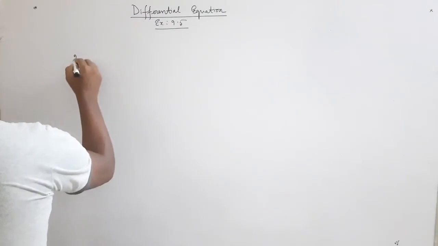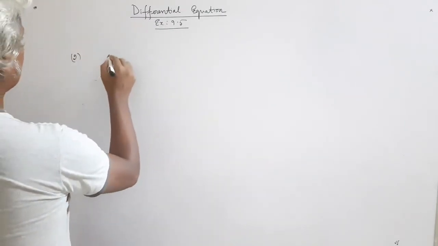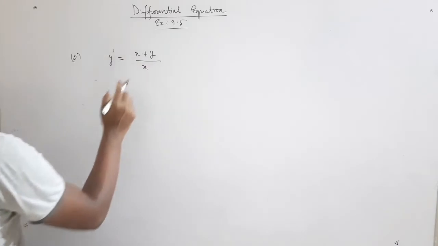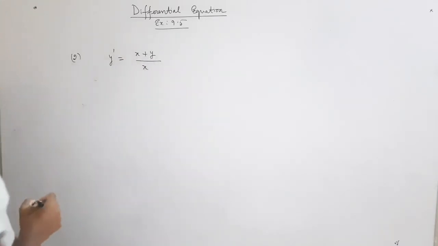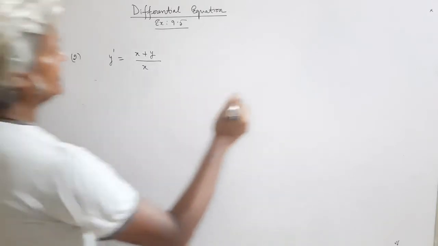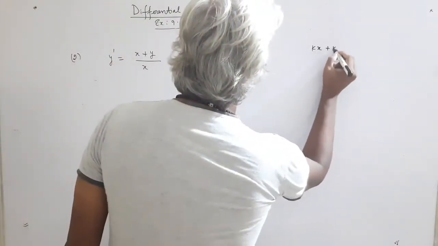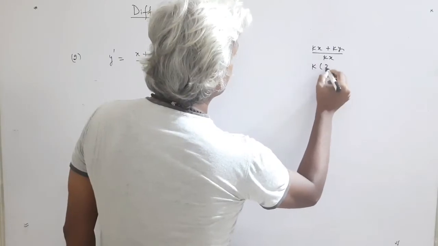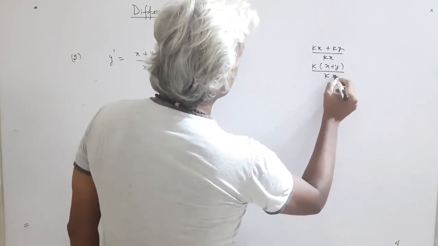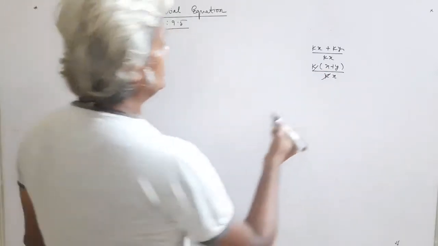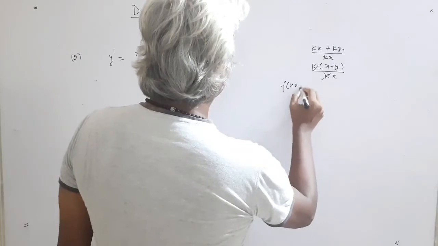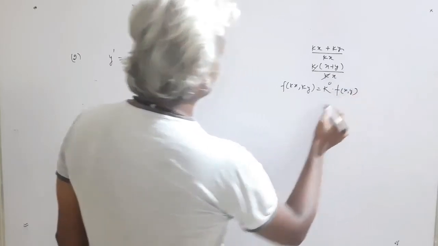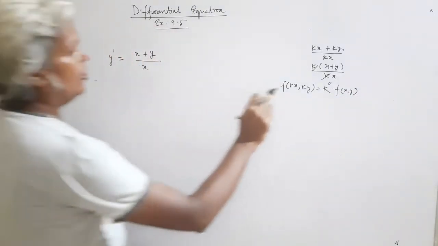So this is question number 2. You are given y' = (x + y)/x. Now just see that if you replace x by kx and y by ky, you will find (kx + ky)/kx. Taking k common from the numerator, it becomes k(x + y)/kx. Then k and k cancel, and we get (x + y)/x. So this function f(kx, ky) is k to the power 0 times f(x, y), which means this is a homogeneous function of degree 0.